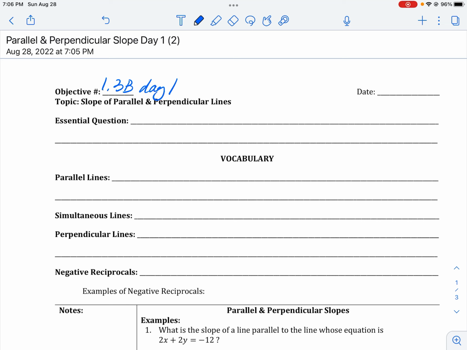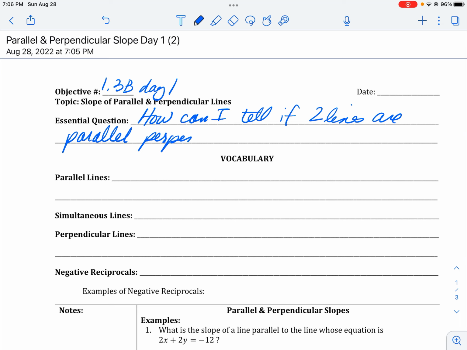So our essential question today, what we're trying to determine is, how can I tell if two lines are parallel, perpendicular, or neither?